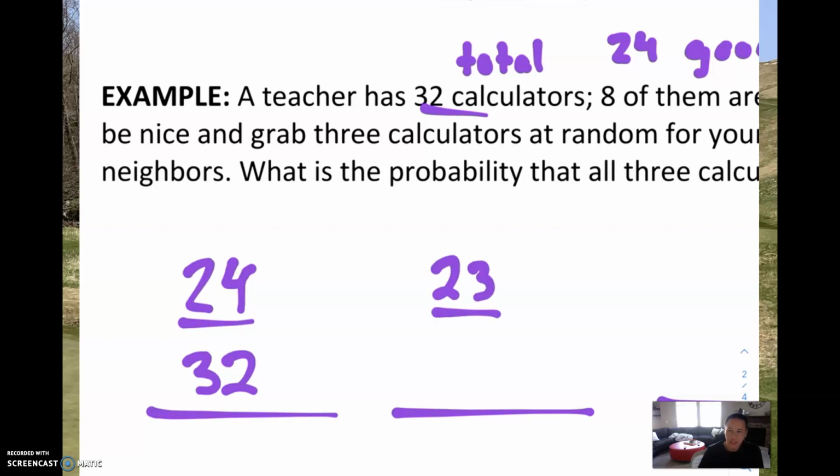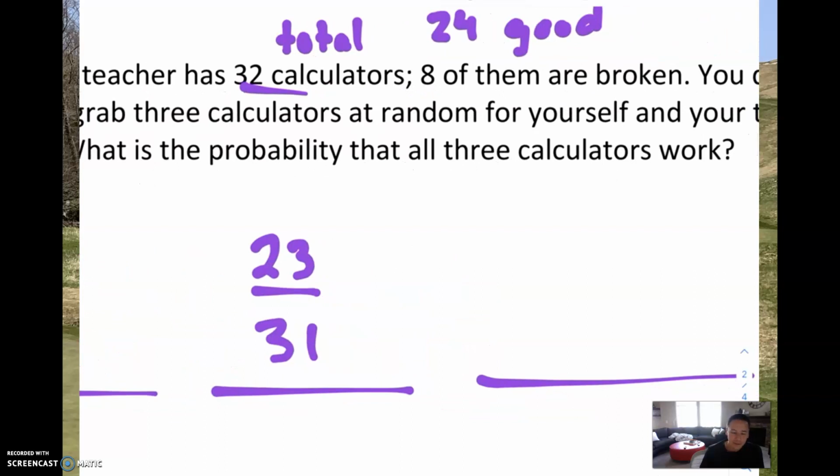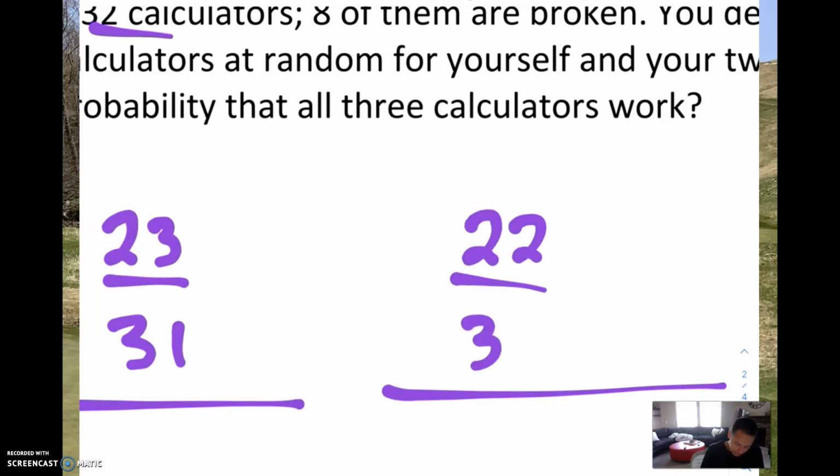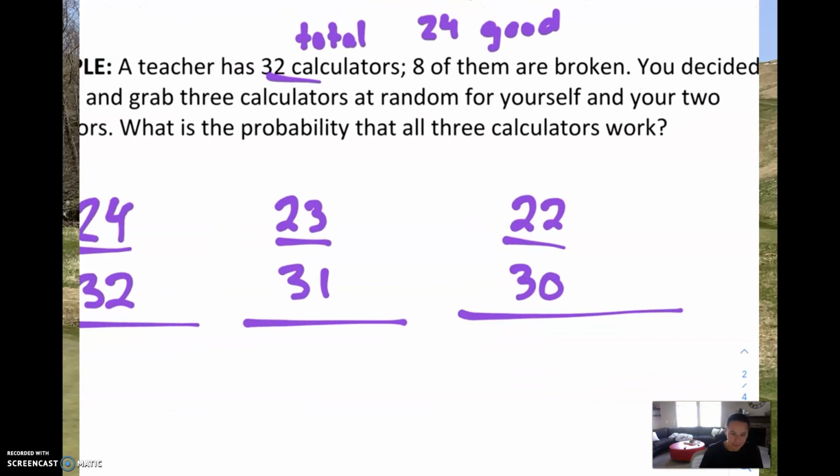And how many total calculators were left? Well, there aren't 32 because you took one. So there's only 31 calculators left. So hopefully that second one was a good one. It was a 23 out of 31 chance. And now you're going to reach in and we want to find the chance of the next one being good. So there aren't 23 good ones left because you just took another one. There's only 22 good ones left out of 30 total left in whatever bucket you're picking these calculators from.